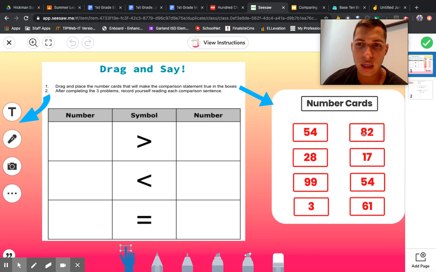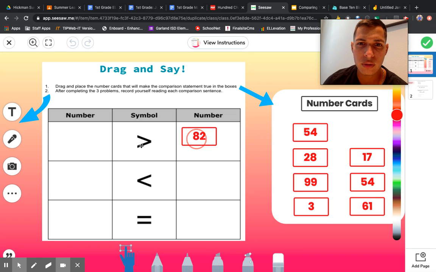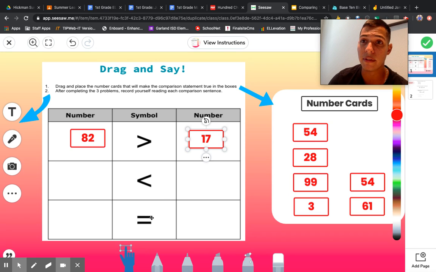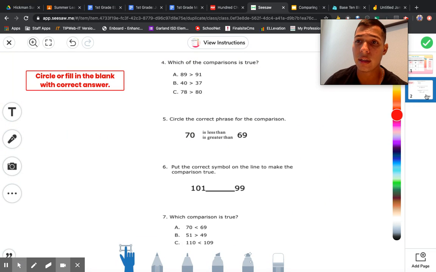So what number is greater than blank? We could go 82 is greater than what? What do we think? We could do 17, right? 82 is greater than 17. With the rest of these numbers, you need to finish these two problems left. You will have some extra. Then you have to click on the second slide, and you have to complete these. Circle or fill in the blank with the correct answer.